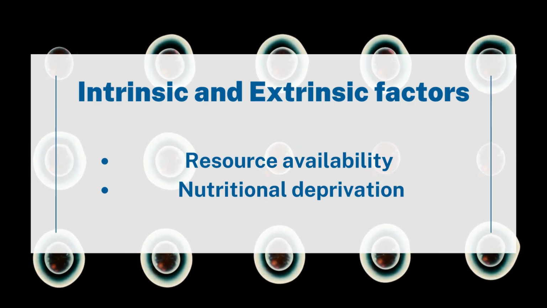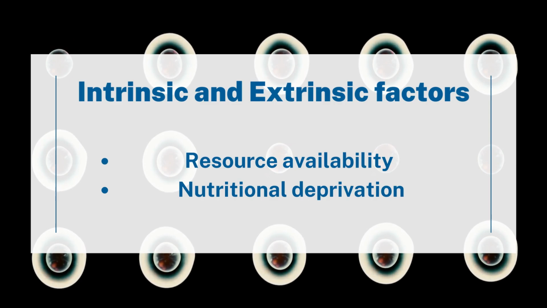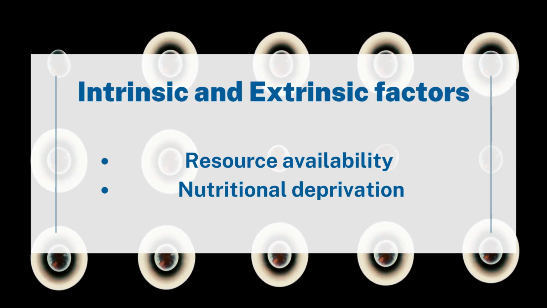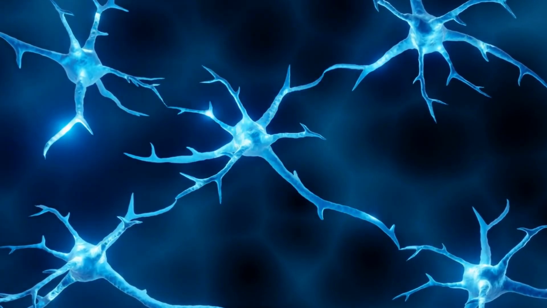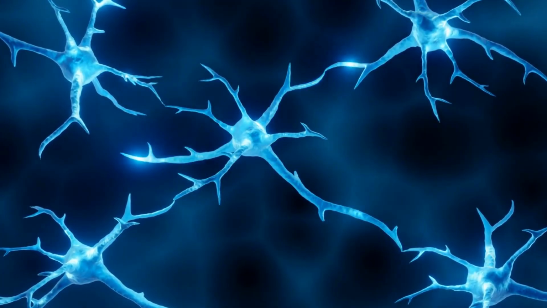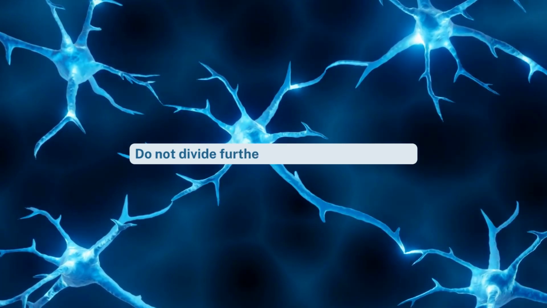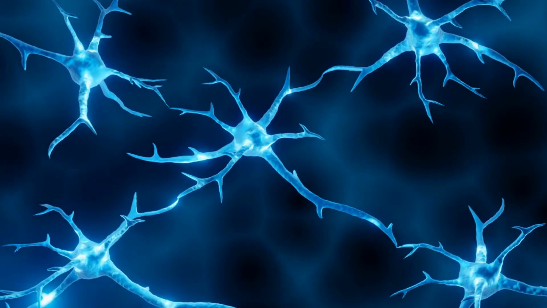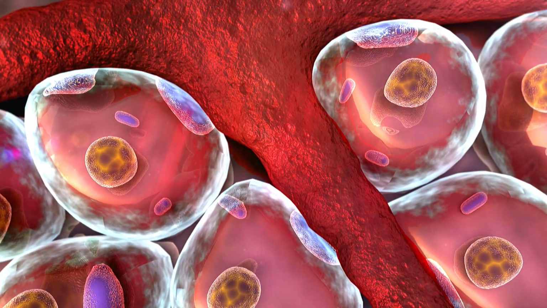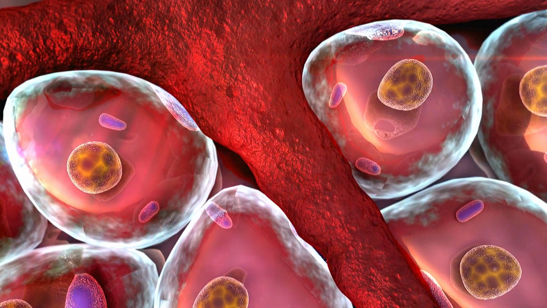Let's discuss an example to make you clear about the G0 phase. So, nerve cells are the example which enter G0 phase permanently. They remain metabolically active but do not divide further in their entire life cycle as they lack centrioles. Now you know what happens when a cell stops dividing.